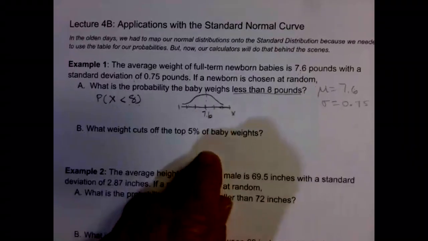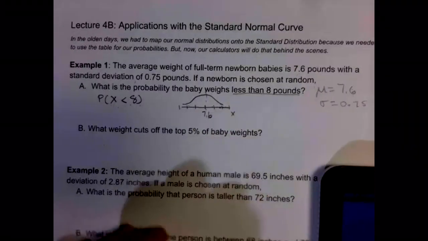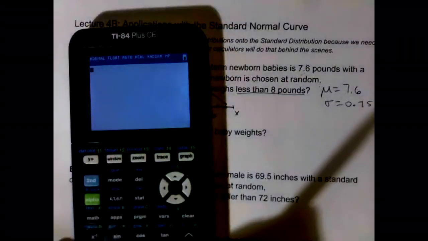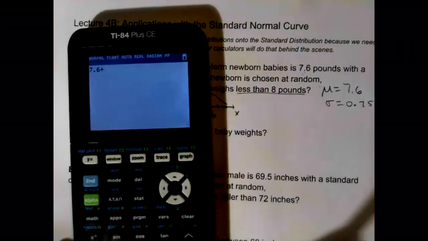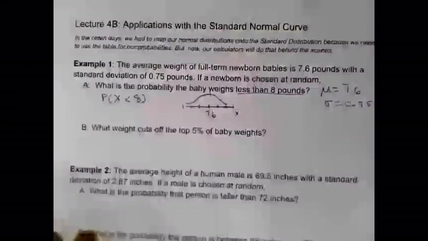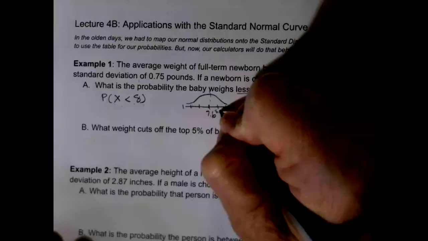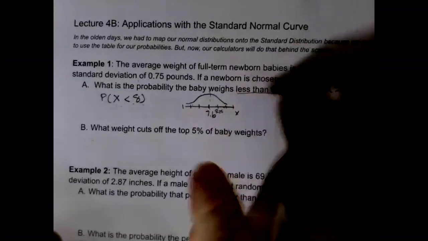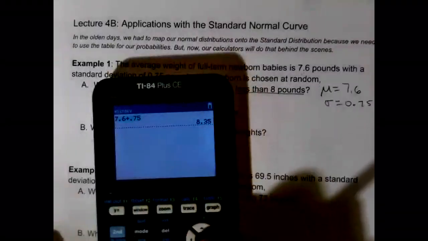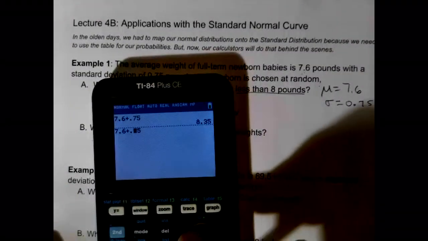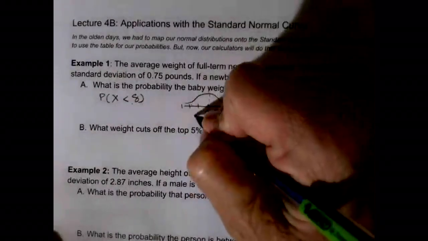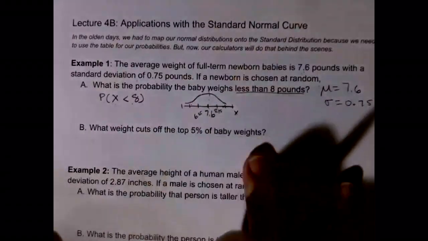So the first one, it's going to be too hard to really write, but just so that you know what they look like. So 7.6 plus 0.75 gives me that first one of 8.35. There's our first one standard deviation above the mean and one standard deviation below the mean. So we'll do that same calculation with a minus. So 6.85. And we can go on.